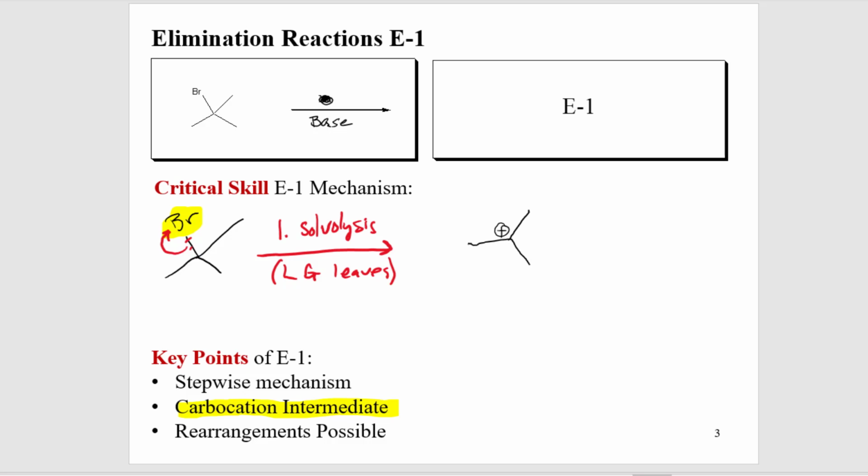Here's our intermediate. Second step: stop. Look around. Are there any possible rearrangements to consider? Not really. This is tertiary, and that's the best I can do right now. But I always want to make sure I stop and consider all the possibilities. It's a good habit to get into. Okay, we're good. Let's move forward.